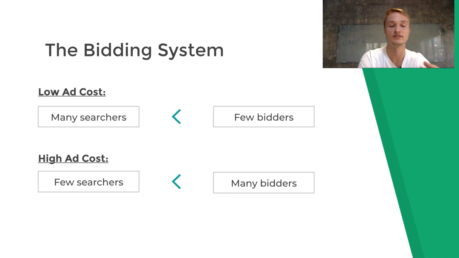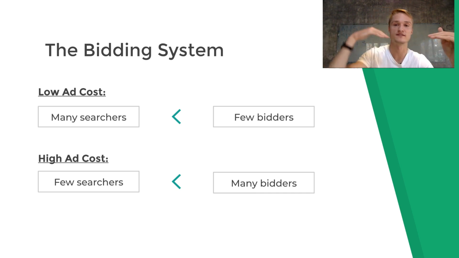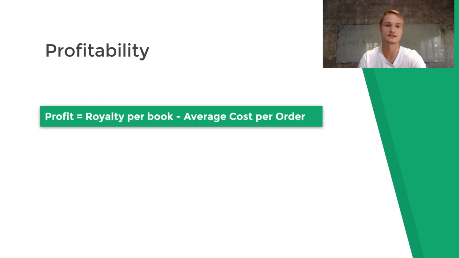Then there are fewer searchers and many bidders, and through supply and demand, that drives the ad cost up. I hope that makes sense, because that's the basis of what's happening here, and how and why some ads cost this much and other ads cost that much.